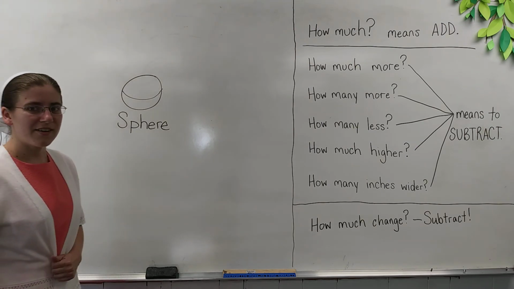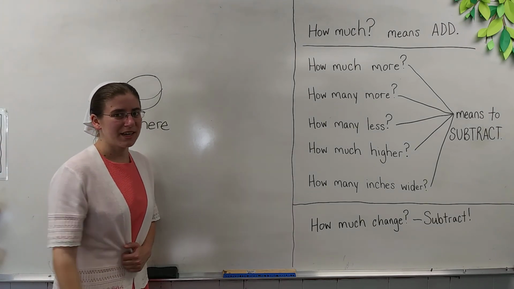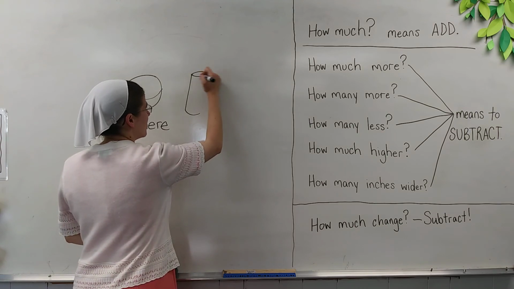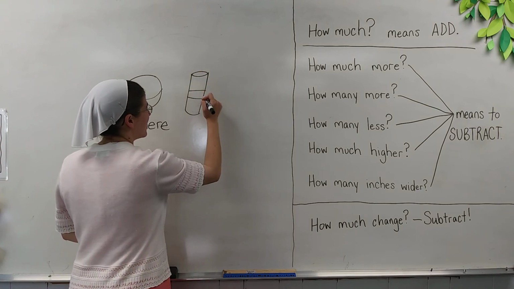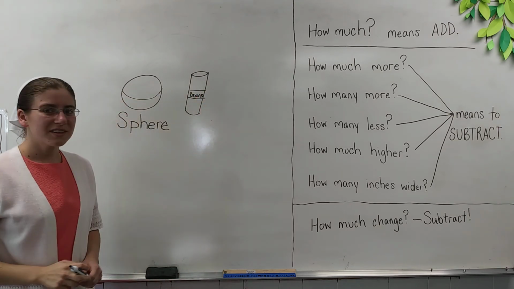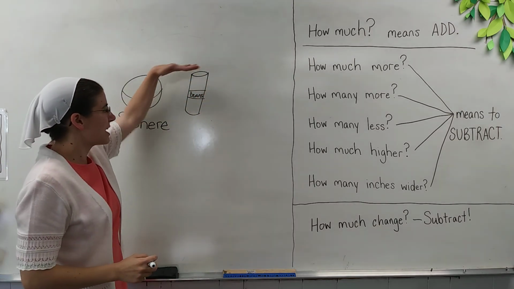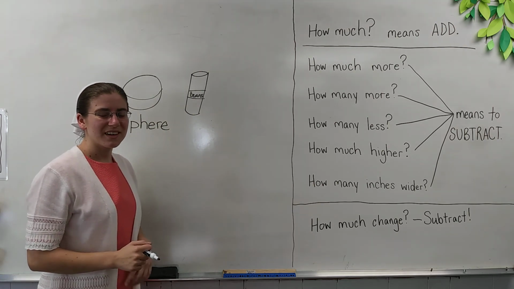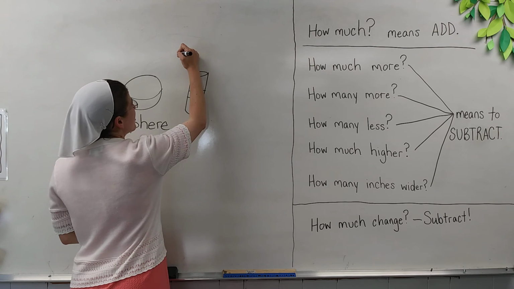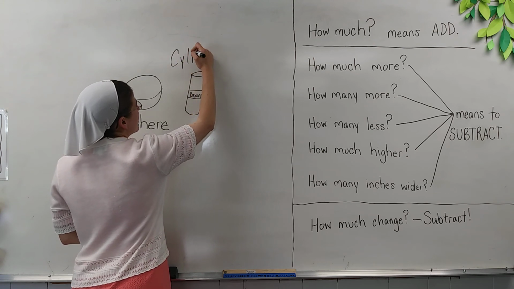Okay, and then we have the other shape that is like a can of beans. Okay, so something like that. Remember what that one's called? It's round, but then it has a flat top and bottom. Kind of like a can of beans. It's called a cylinder. You write that one up here.